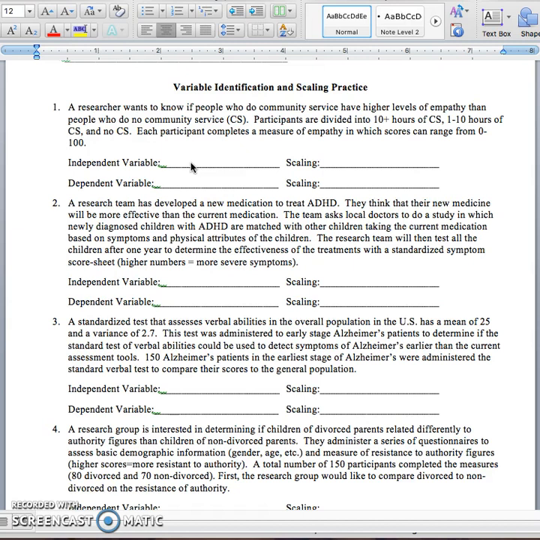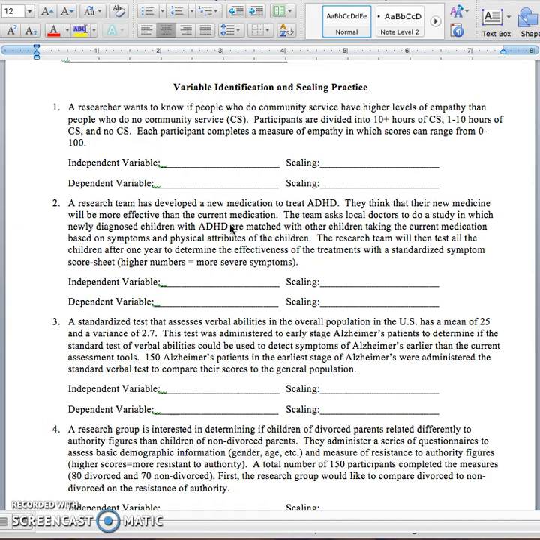We are manipulating what medication the children with ADHD get. That's what we're manipulating. Simple as that. So you can say for independent variable, receiving new medication versus no medication or regular medication. I don't think they specify in here whether the control group gets no medication or whether they just keep taking their same medication, but the independent variable would be taking the new medication or not.